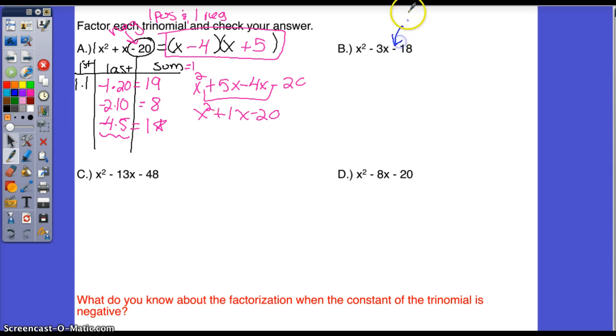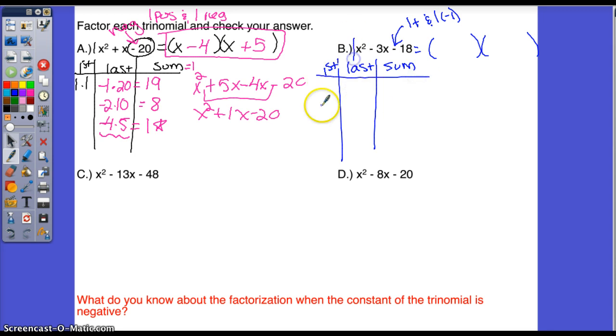Again, we have a negative, so I have to have one positive and one negative. I'm going to make my little table first: first, last, sum. It's just a 1, so it's 1 times 1, x and x. Now, numbers that multiply together to be negative 18. I bet you're starting to be able to do the sum in your head. That's the goal, that eventually you'll be able to just pick up on it right away.